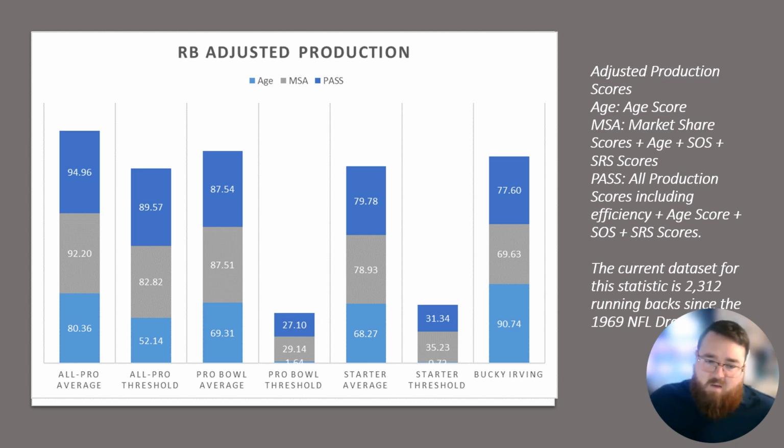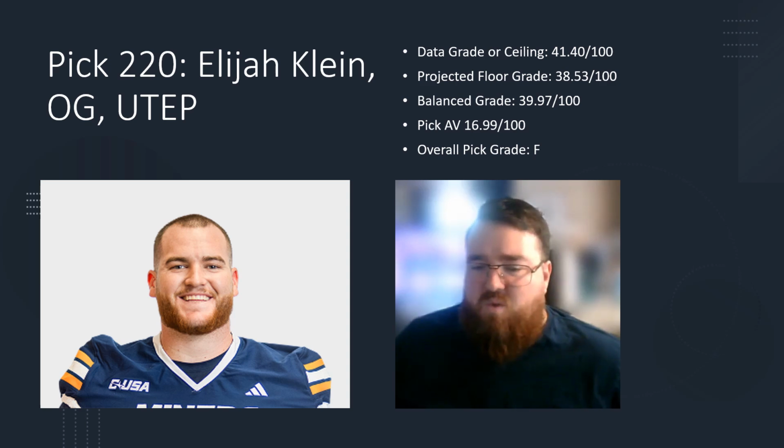Then, of course, we get to pick 220, Elijah Klein, offensive guard out of UTEP.